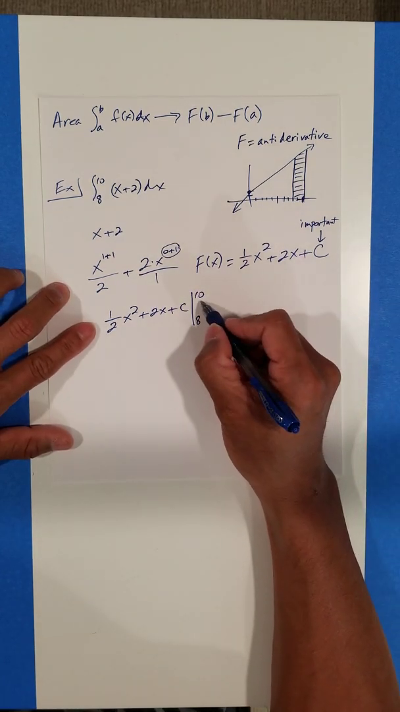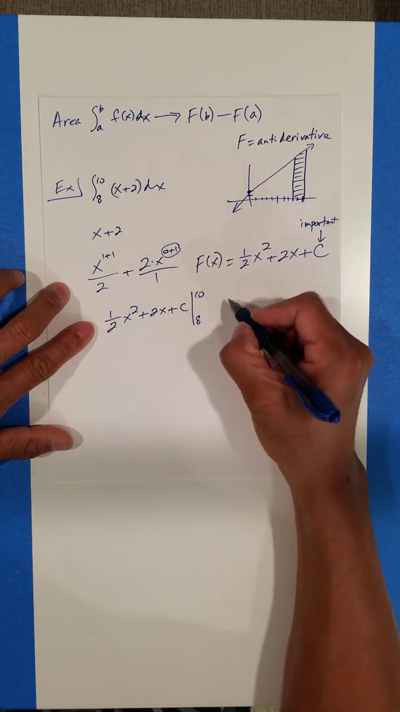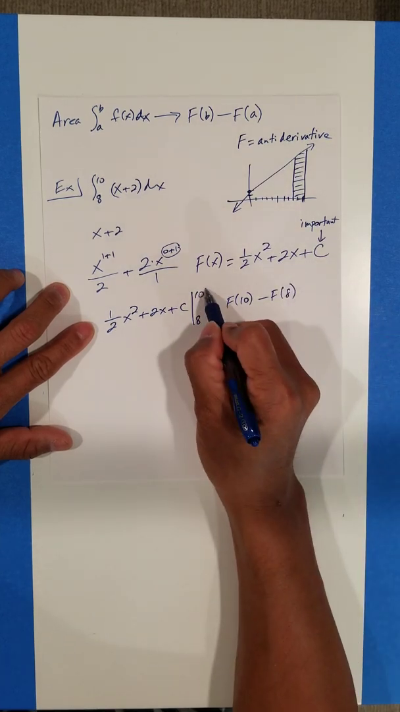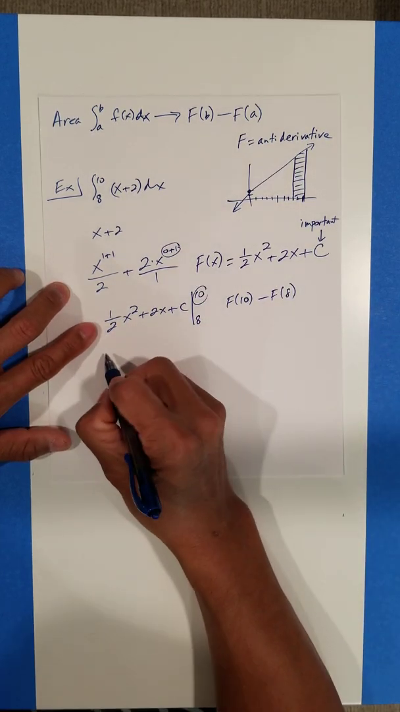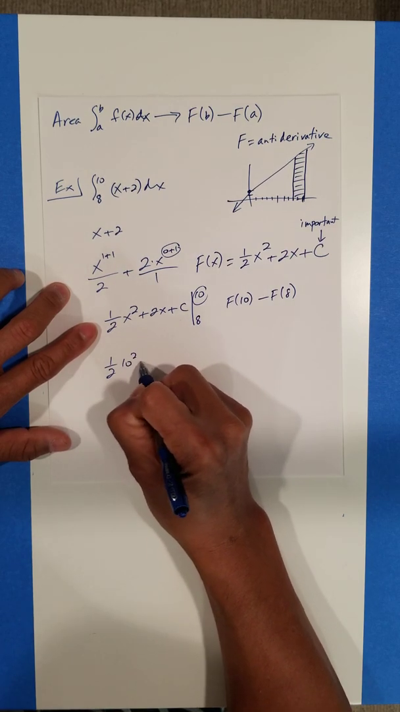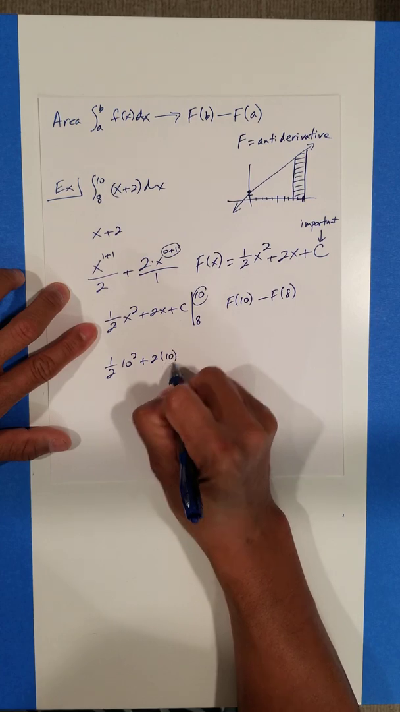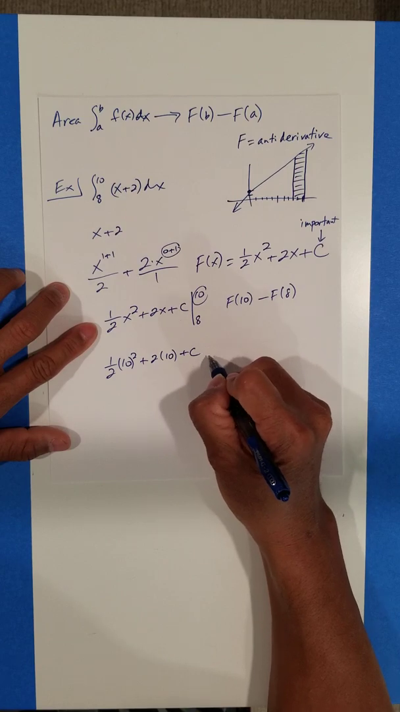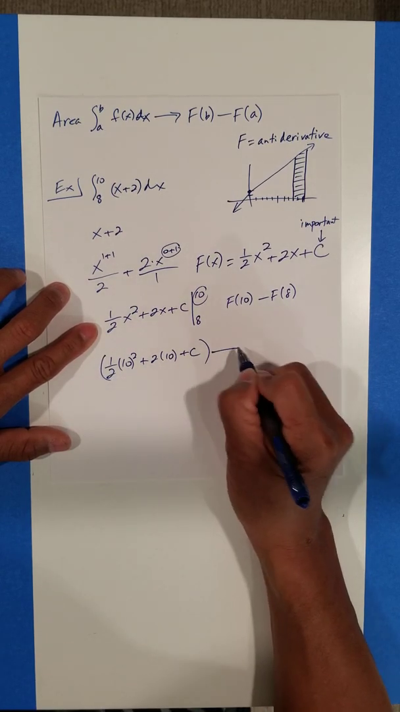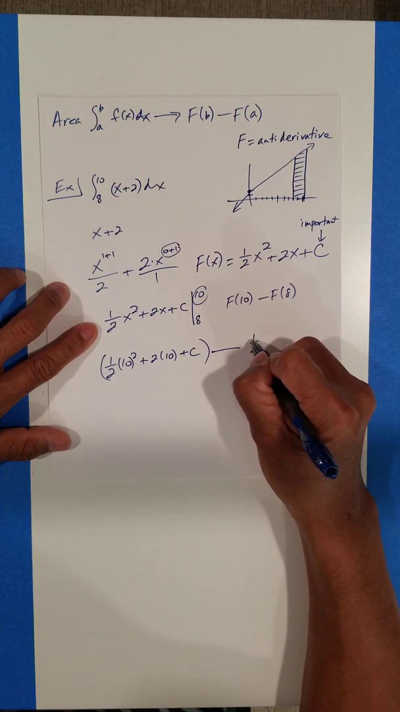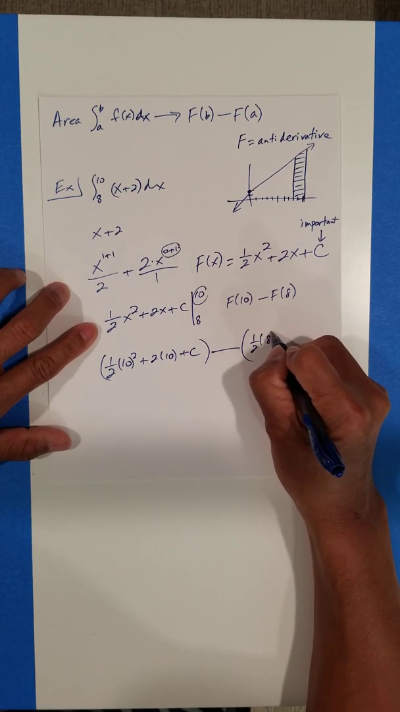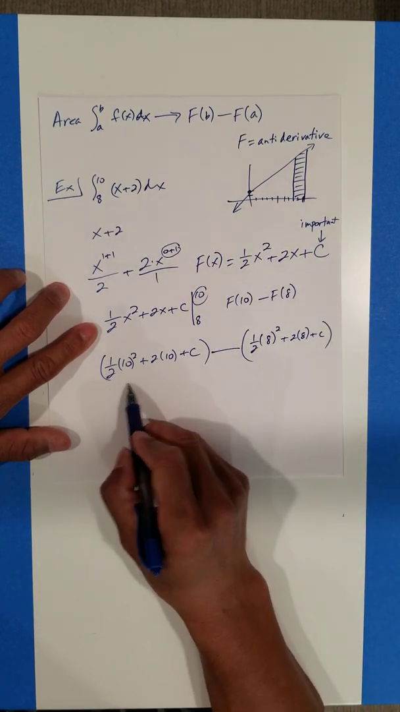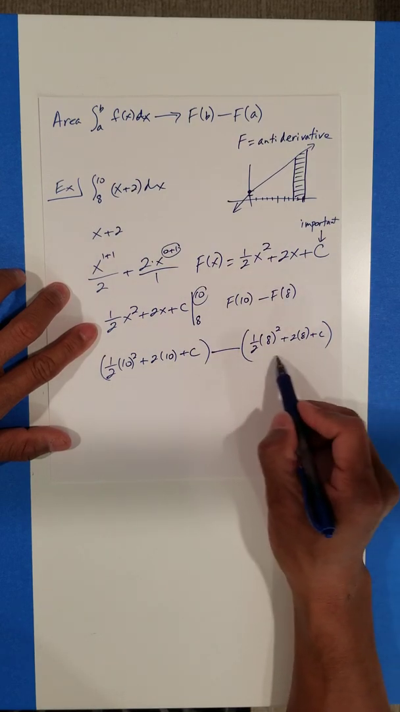So what I need to do is plug in 10 and plug in 8, so f of 10 minus f of 8. Okay, so let's take this number 10 and plug it in here. 1/2 of 10 squared plus 2 times 10 plus c. All right. And then once I get that answer, I'm going to minus 1/2 of 8 squared plus 2 times 8 plus c. Okay, so I evaluate this first and then subtract what I get here.